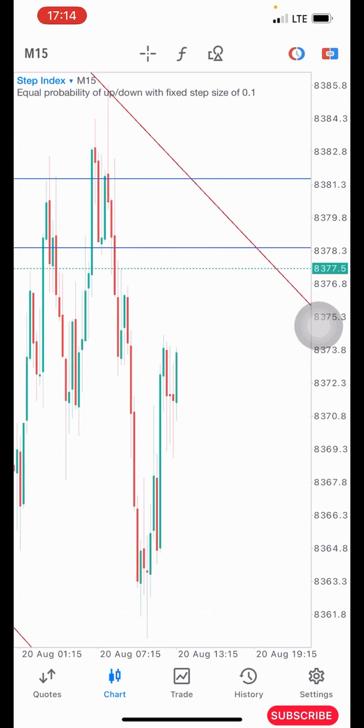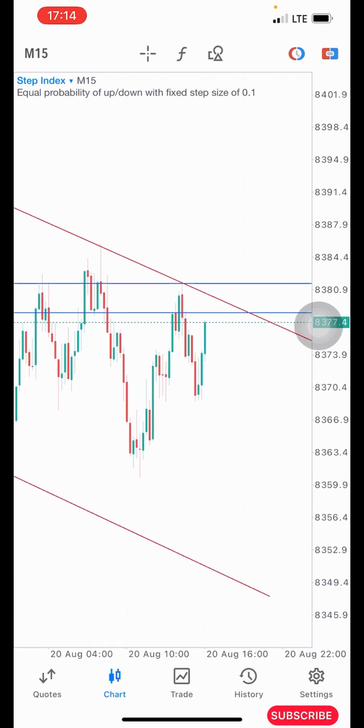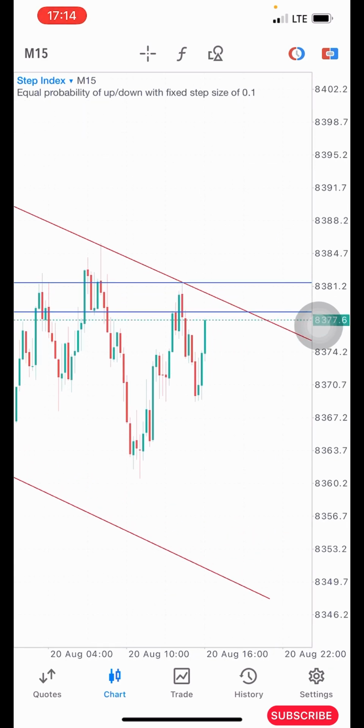So now I'll be stepping down to the 50-minute time frame. This is where I'll be taking my entry from the 50-minute time frame. Right, now this is what I want to see here on the 50-minute time frame.